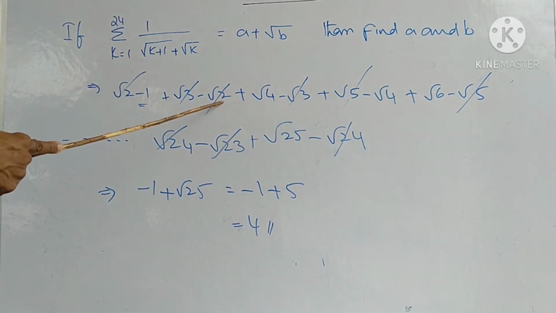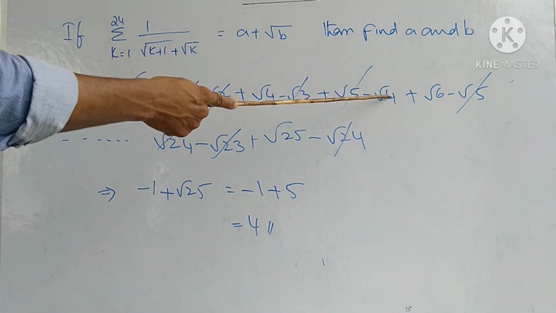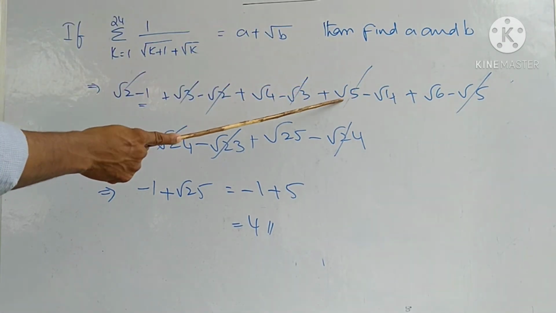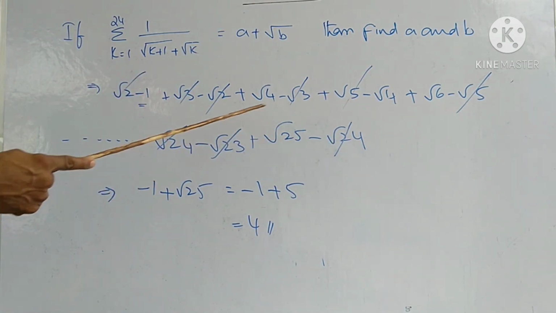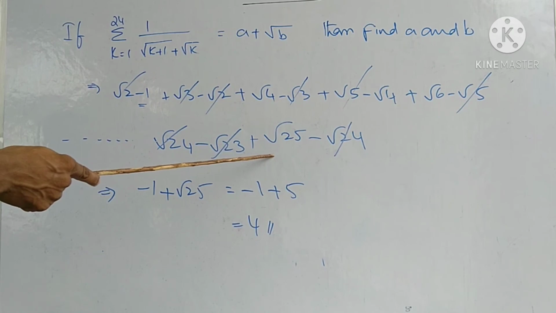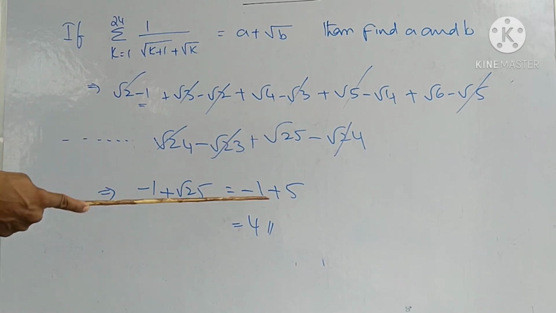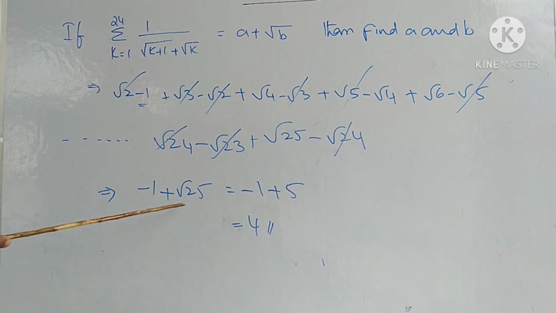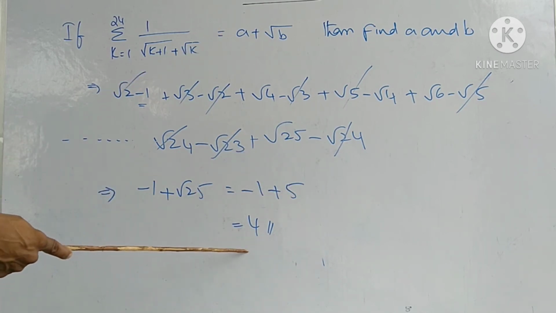Here root 2 cancels. Plus root 3 minus root 3 cancels. Plus root 4 minus root 4 cancels. Plus root 5 minus root 5 cancels. So here root 24 minus root 24, both are cancelled. So finally the result is minus 1 plus root 25. That is equal to minus 1, square root of 25 is 5, 5 minus 1 is 4. This is the final result.